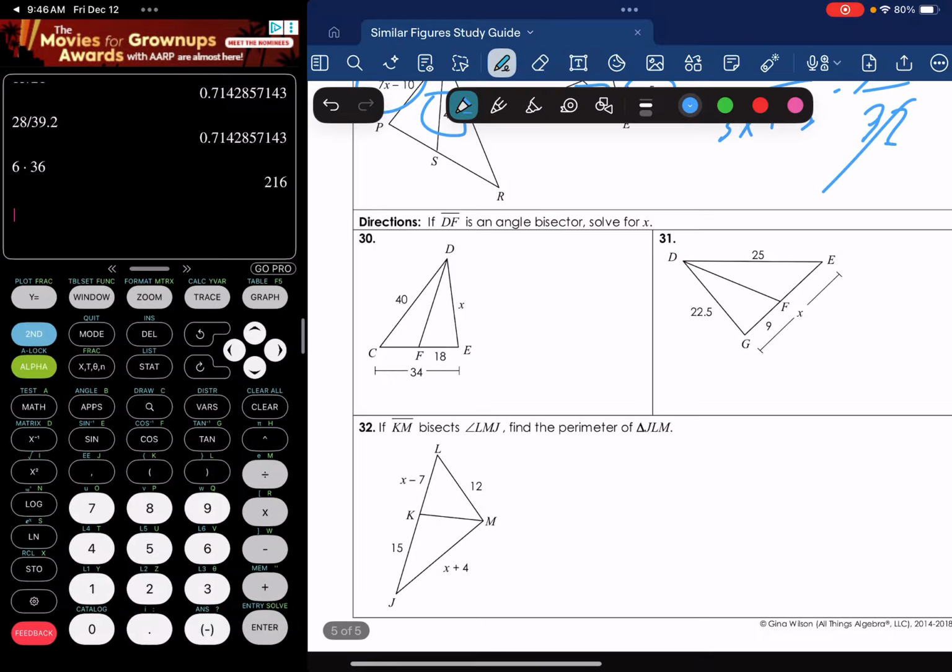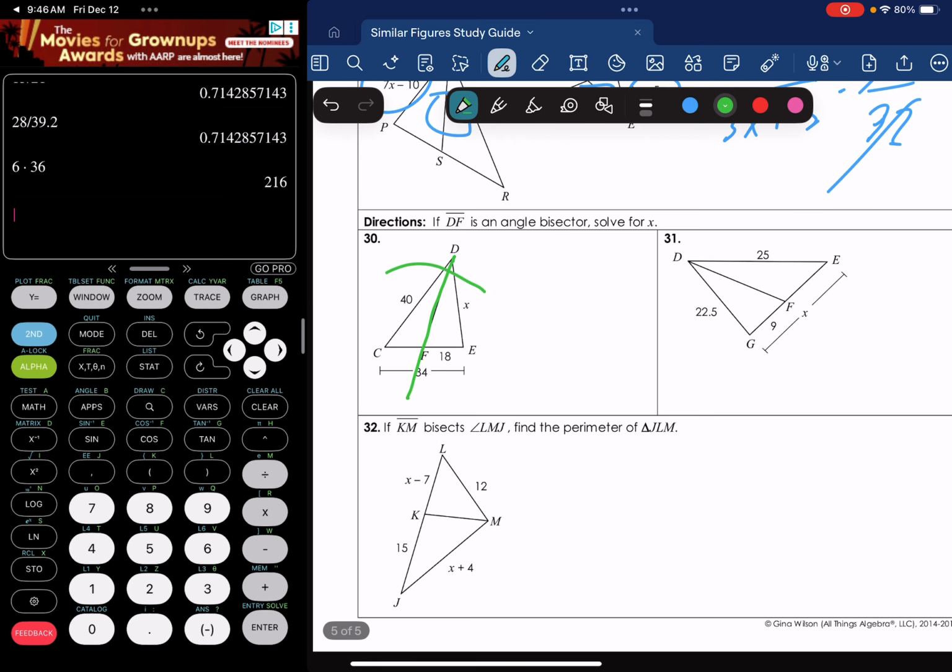And then lastly, 30 through 32, they all say solve for x. So I would do the angle bisector theorem here, let you create a fraction out of 40 and x. And then you're missing this little chunk, so you do have to do 34 minus 18. And then whatever that is, you'd put over 18. Cross multiply, you'd be done.